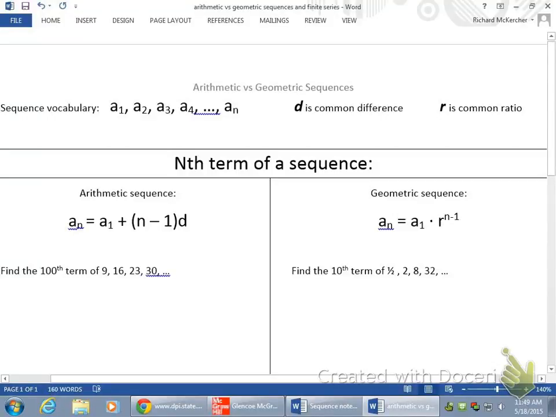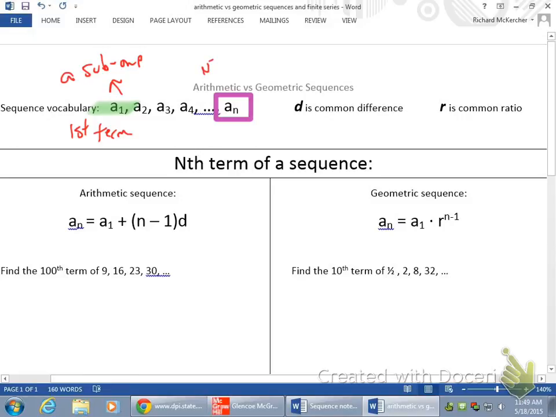Alright, Math 3, looking at some arithmetic versus geometric sequences. First thing we want to do is quickly remind ourselves of some vocabulary, some things that we're used to seeing. First, I mentioned that this a sub 1, the way you read it is a sub 1. A sub 1 is talking about the first term, a sub 2, second term, third term, fourth term, of course. And you got here a sub n.